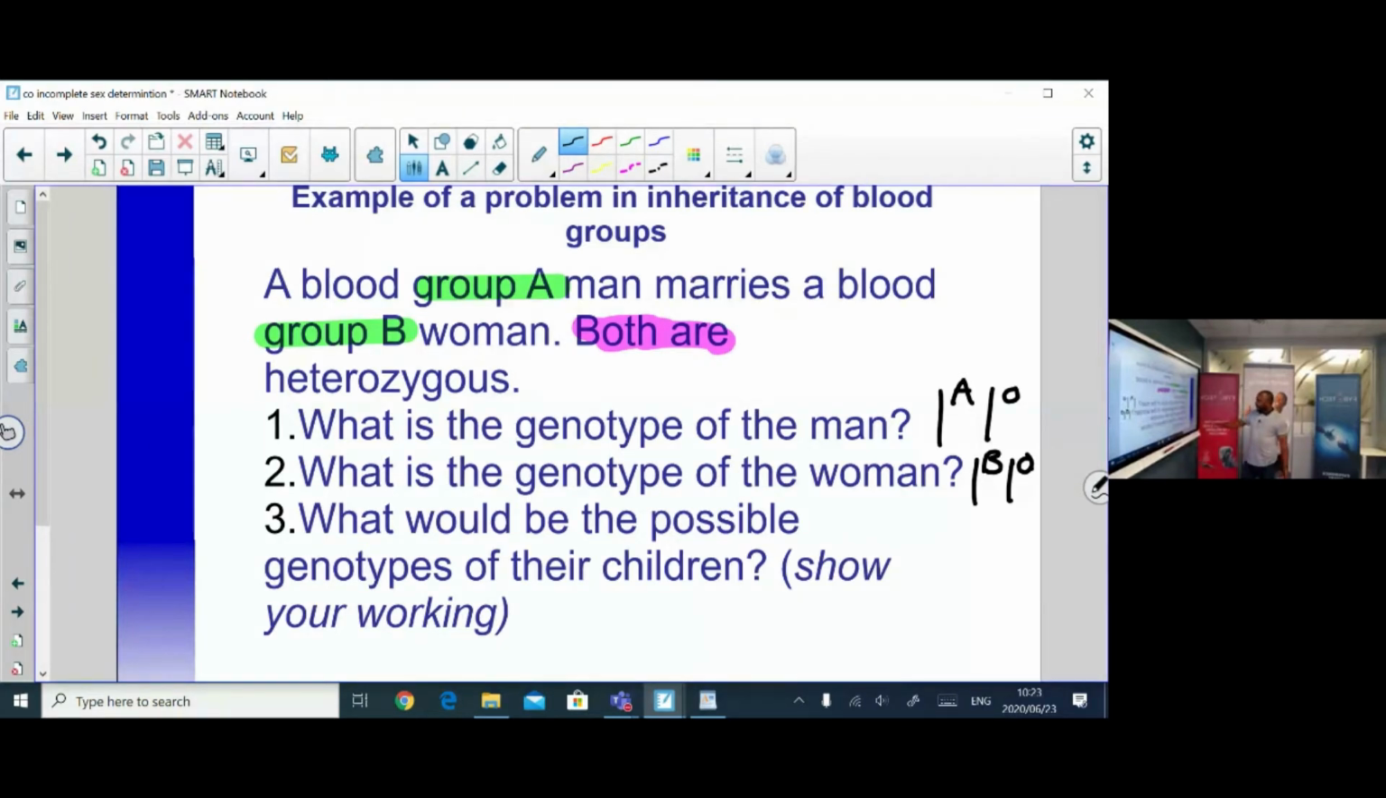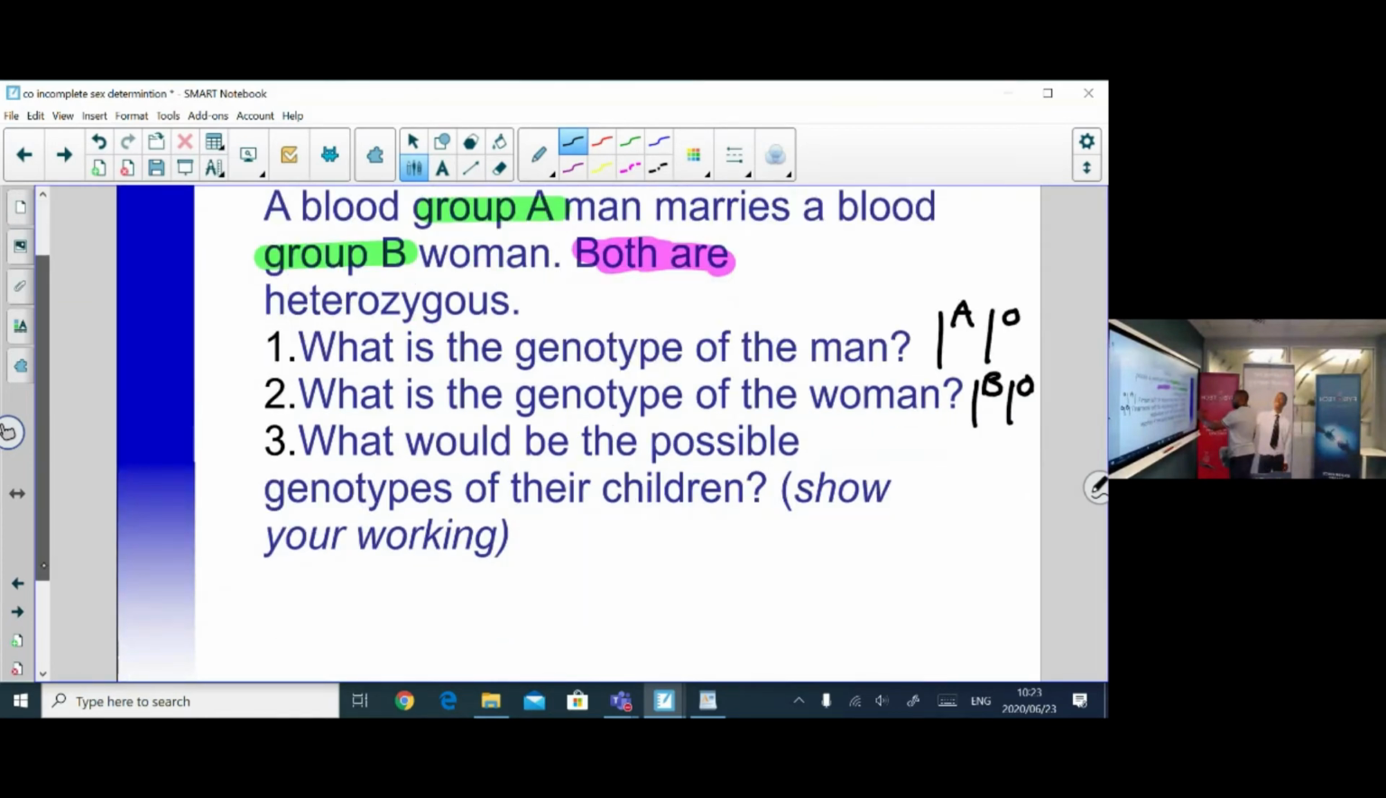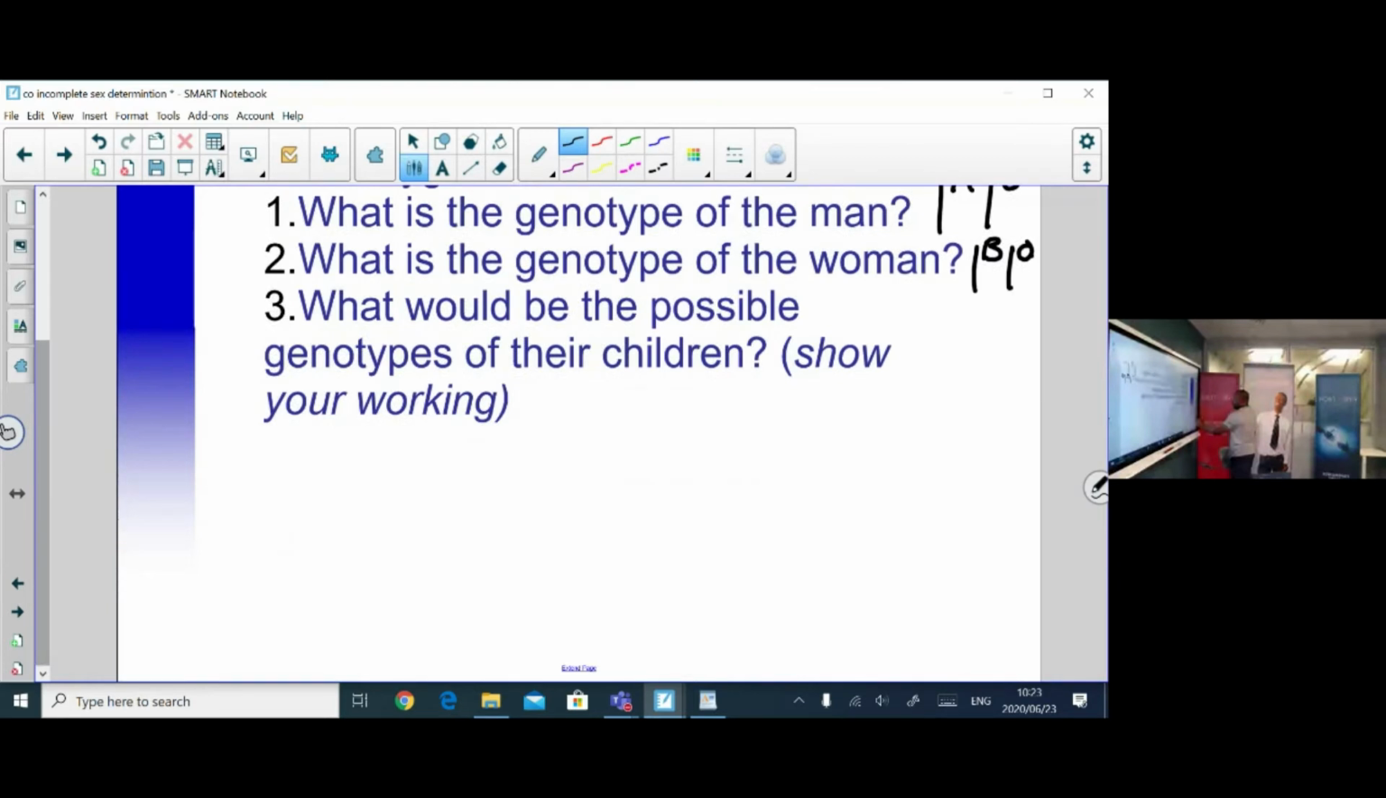Number 3, what would be the possible genotypes of the children? Show your working. All right. I want to challenge you to show the way. First one, we still follow the same notation from the previous one.